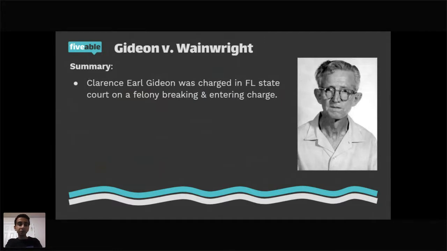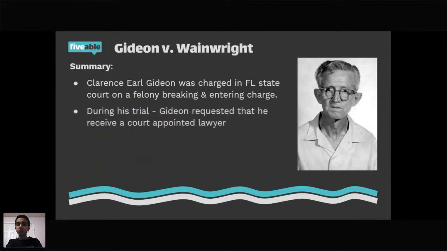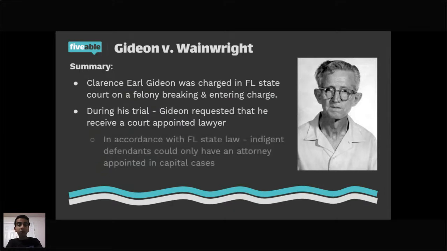Clarence Earl Gideon was charged in Florida State Court on a felony breaking and entering charge. During his trial, Gideon was of a lower class and did not have much money, so he requested a court-appointed lawyer. In accordance with Florida state law, though, indigent defendants, or defendants who can't afford a lawyer, could only have an attorney appointed in capital cases. A capital case is a prosecution case for murder.